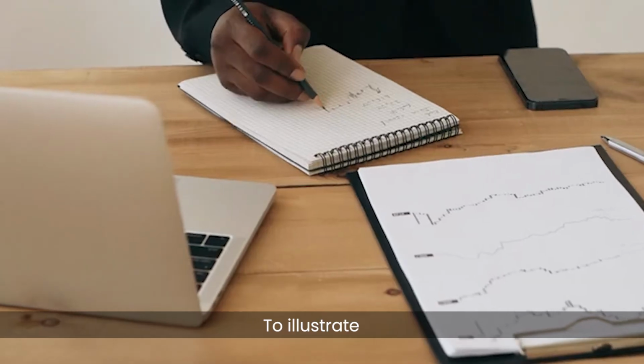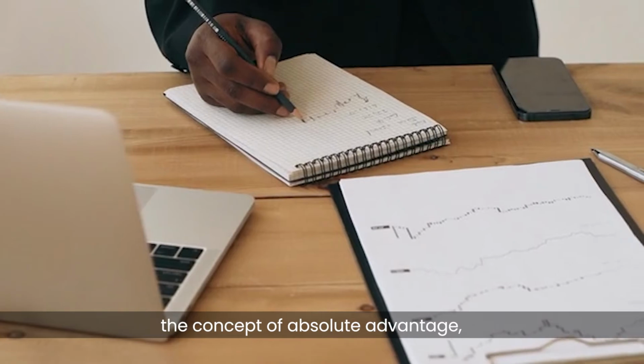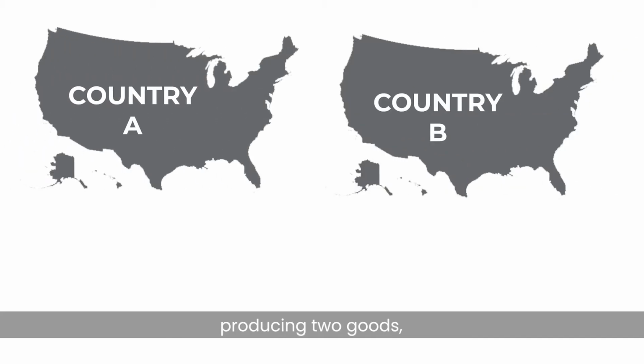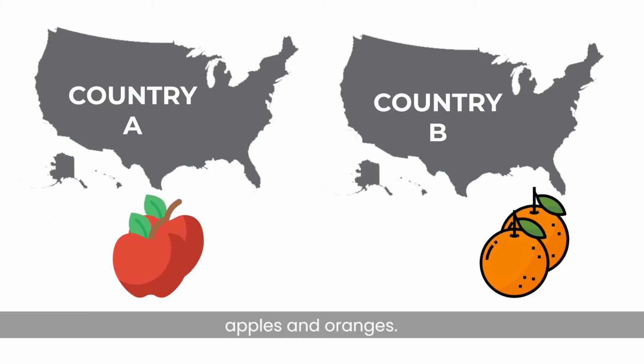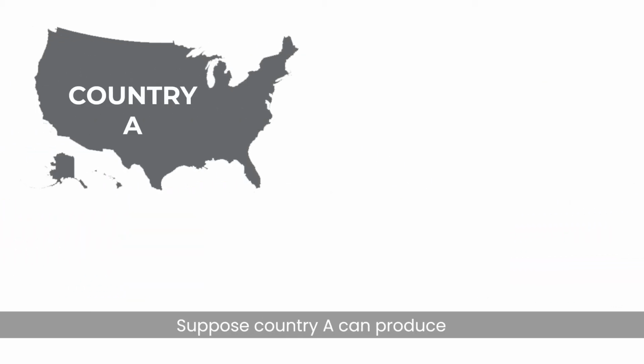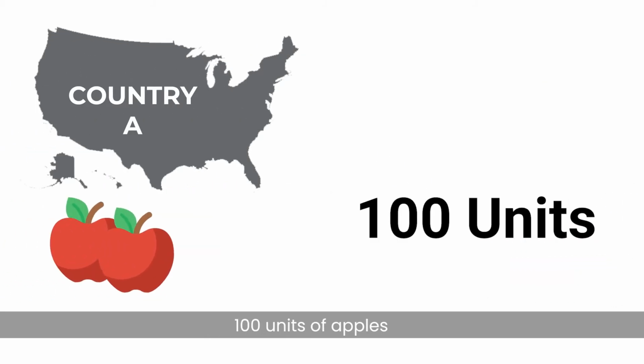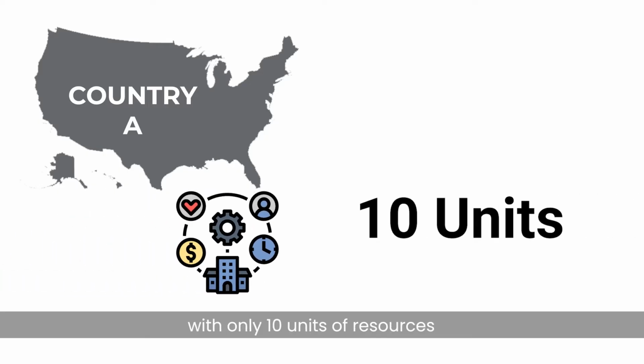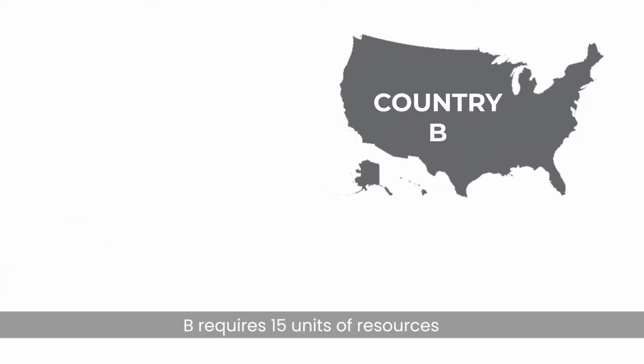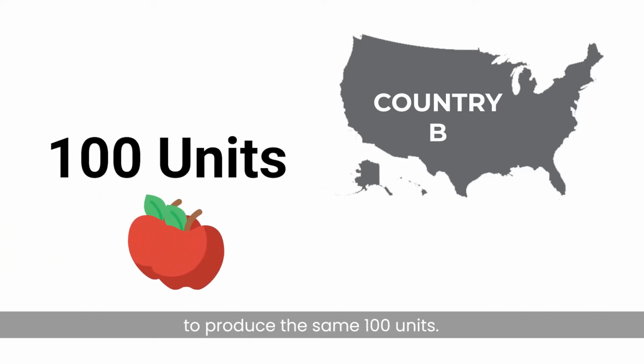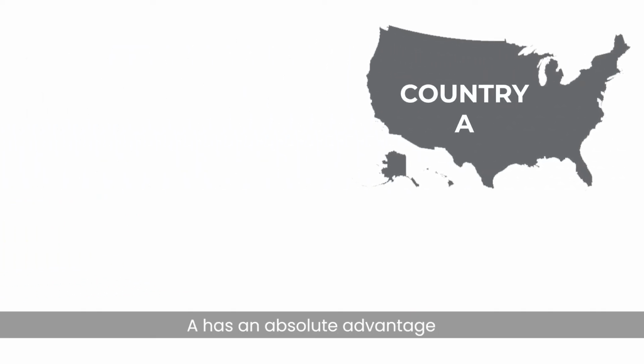Example. To illustrate the concept of absolute advantage, let's consider two countries, country A and country B, producing two goods, apples and oranges. Suppose country A can produce 100 units of apples with only 10 units of resources, while country B requires 15 units of resources to produce the same 100 units. In that case, country A has an absolute advantage in the production of apples.